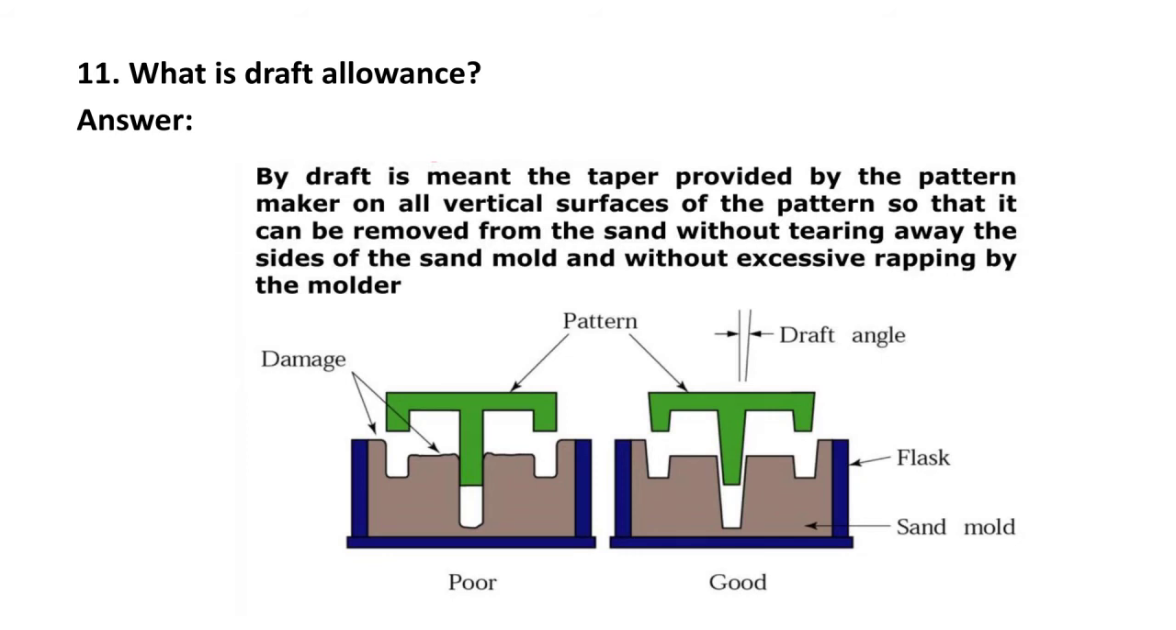So by draft is meant the taper provided by the pattern maker on the vertical faces of the pattern so that it can be removed from the sand without tearing away the sides of the sand mold and without excessive rapping by the molder. So here you can see no draft is provided over the pattern. So when you remove this pattern, the walls get damaged. Here the draft is provided over the pattern. So when you remove the pattern from this mold, this wall will not get damaged and you can easily remove the pattern from the mold.